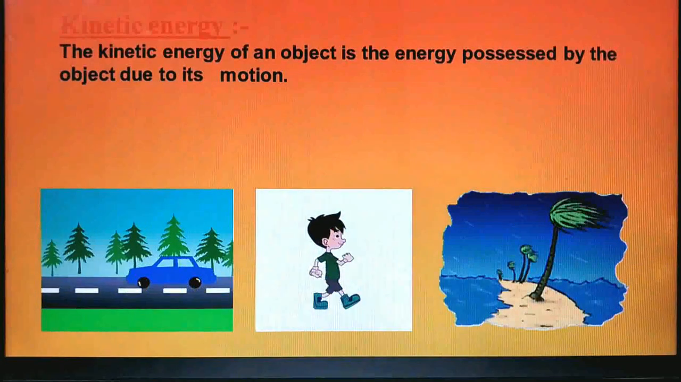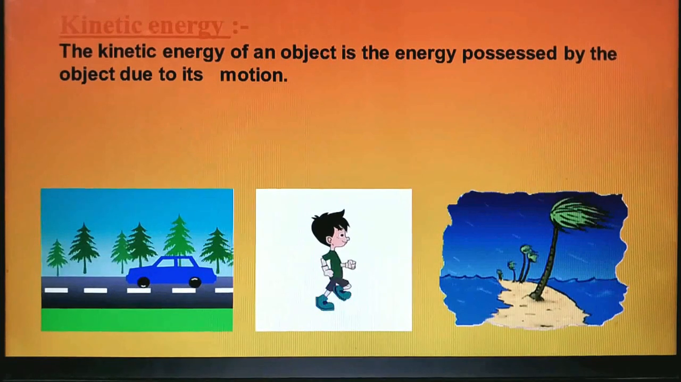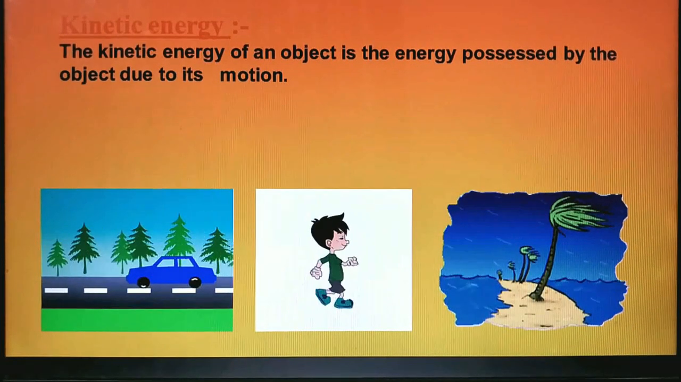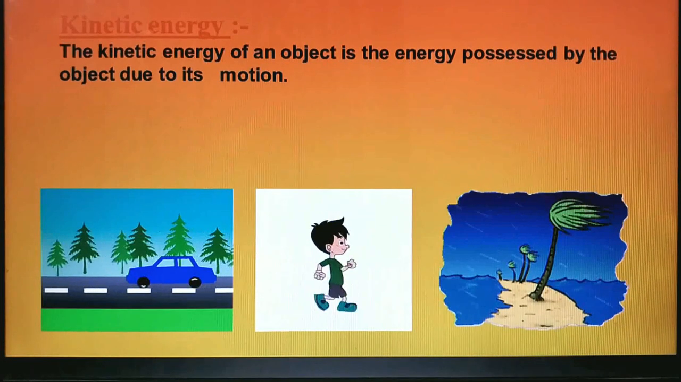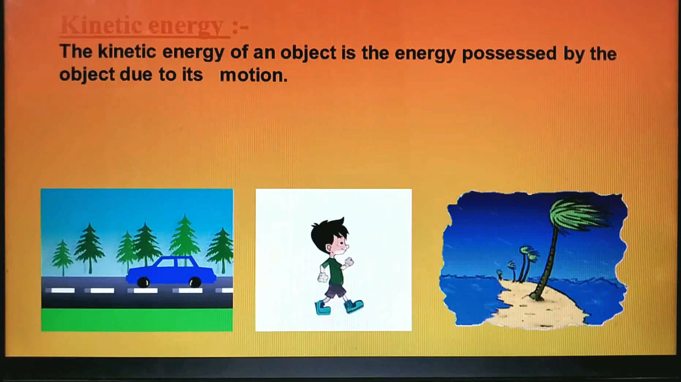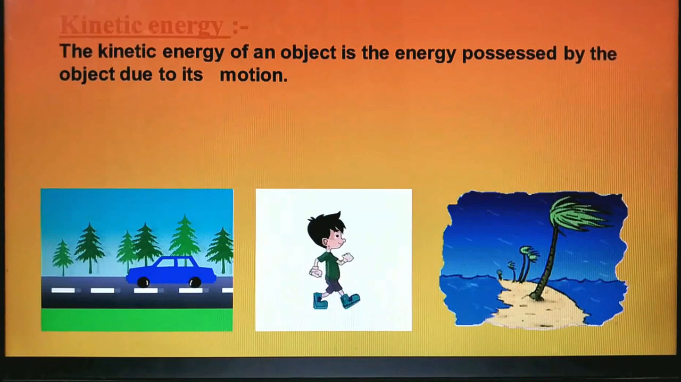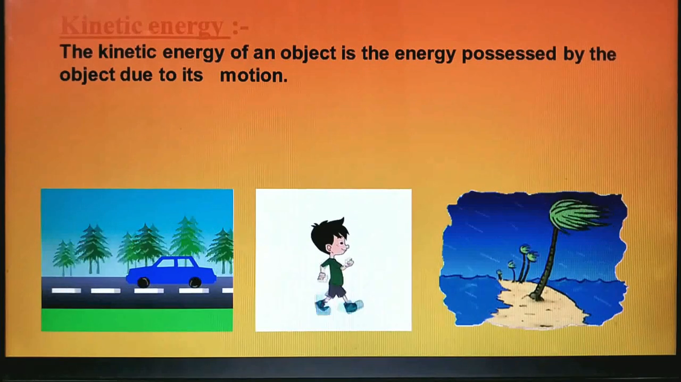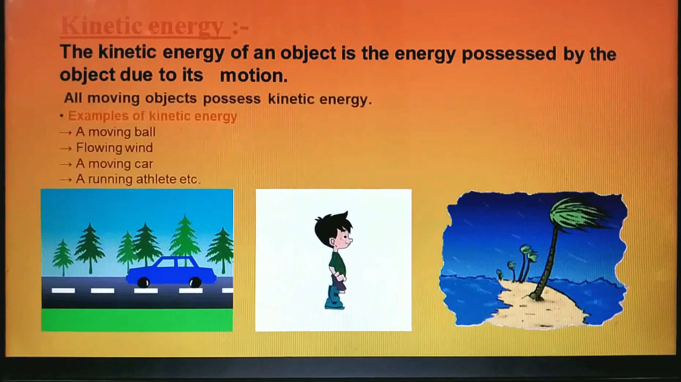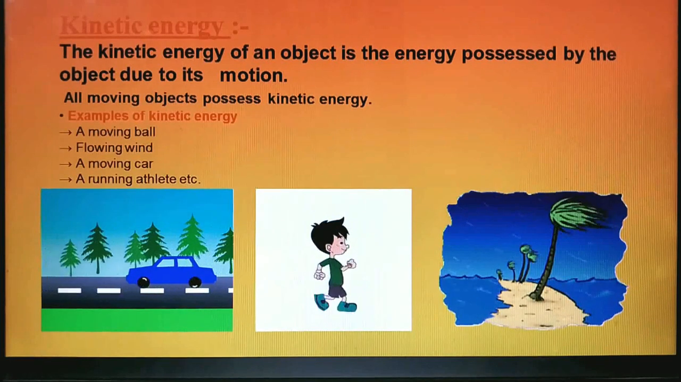The kinetic energy of an object is the energy possessed by the object due to its motion. Means जब object motion में होगा तो at that time जो energy possess करेगा वो that is the kinetic energy. कोई भी object अगर motion में है तो उसके ऊपर जो energy लगेगी that is the kinetic energy. You can also see in these animated pictures. Now, we can say that all moving objects possess kinetic energy.